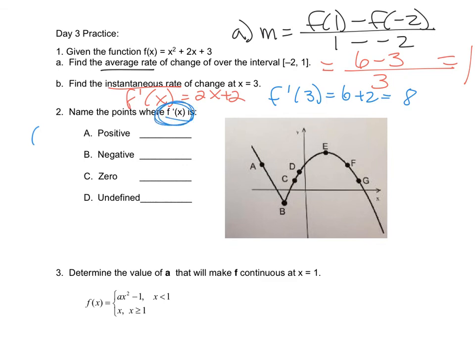Derivative just means slope. So when I go to answer number 2, if I look at the slope at A, that's negative. B is at a sharp point. That's an undefined derivative. C and D are positive slopes. E is at a maximum, so that's 0 slope. And then F and G are both negative slopes.